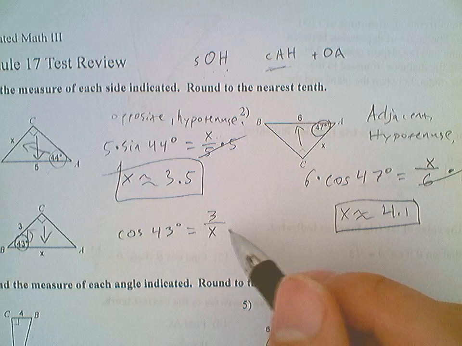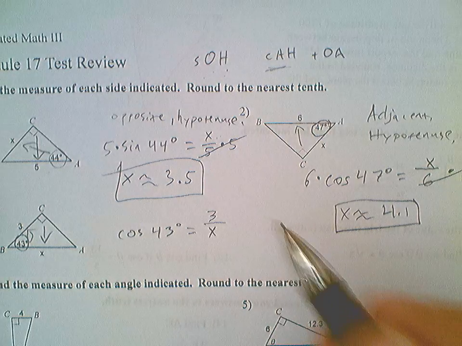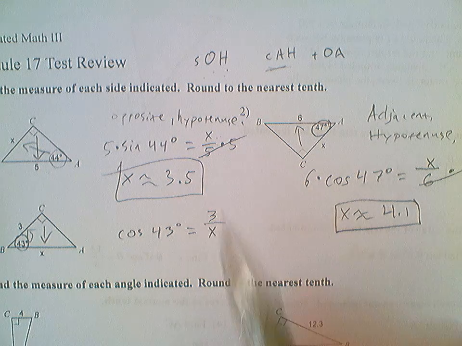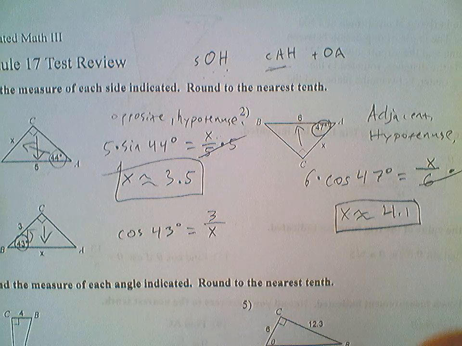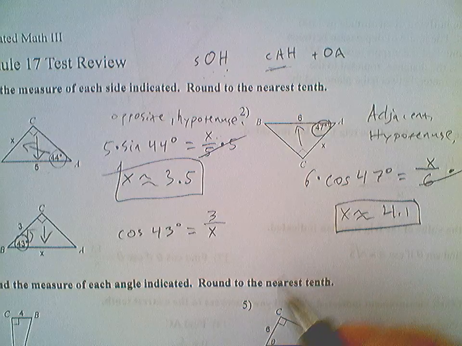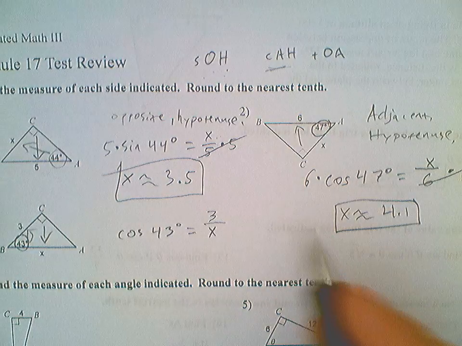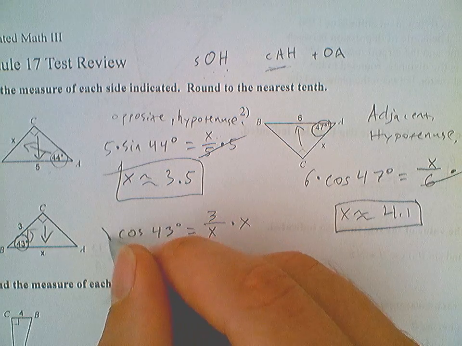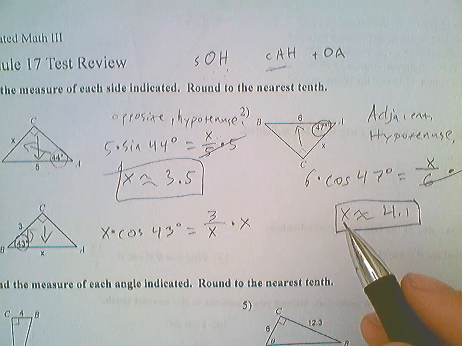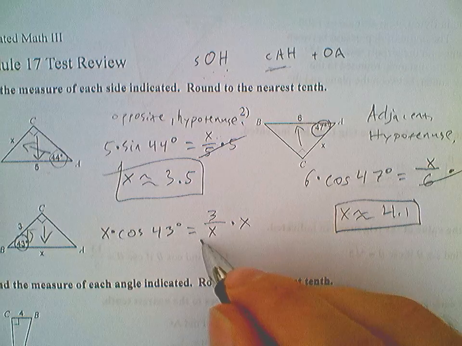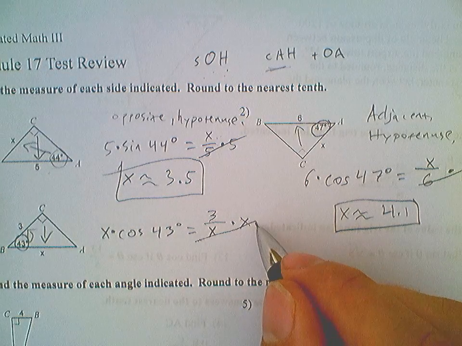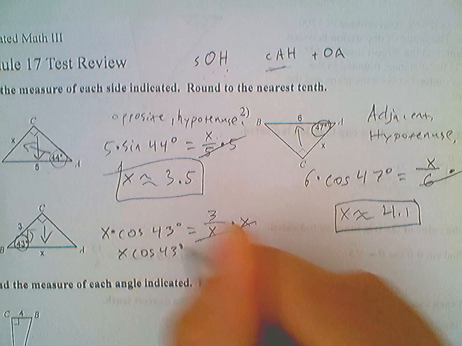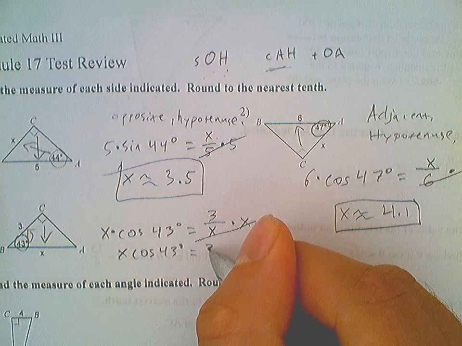So if you're uncomfortable multiplying both sides by x, this is a case where maybe cross multiplying might be a little bit easier to think about. But just for consistency's sake, I'm going to show you that you can still multiply both sides by what's on bottom. Totally allowable here. So we've got x cosine of 43 degrees equals 3.